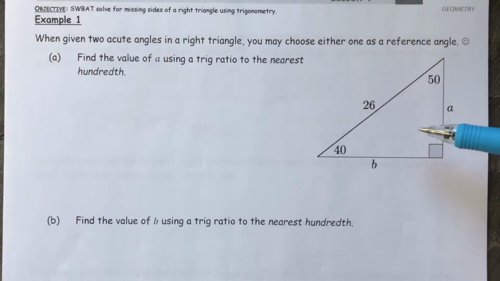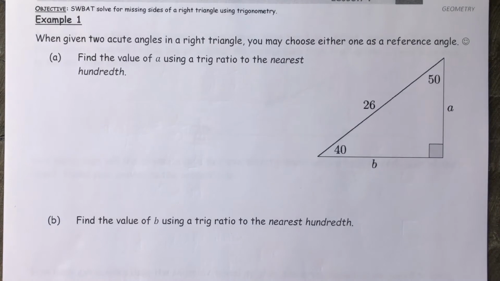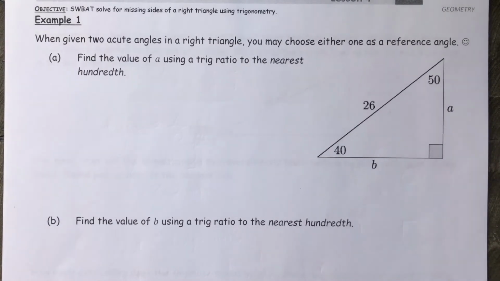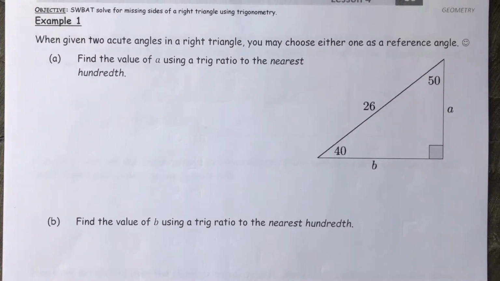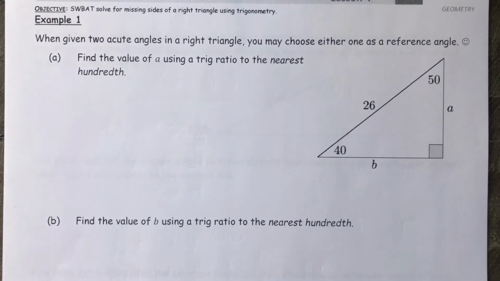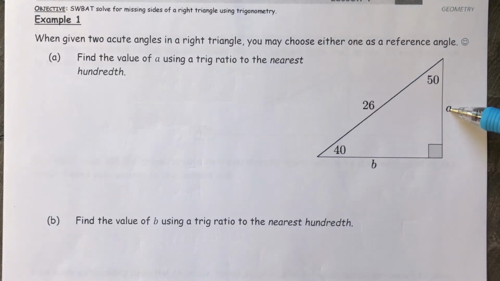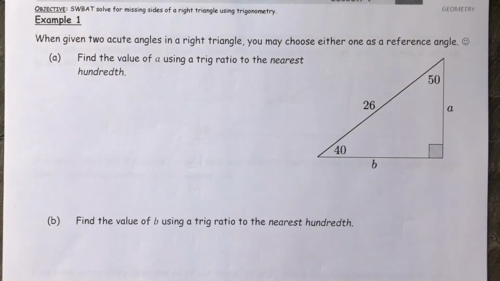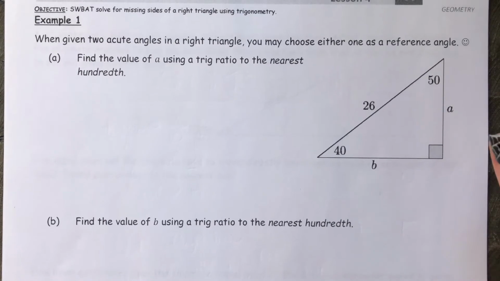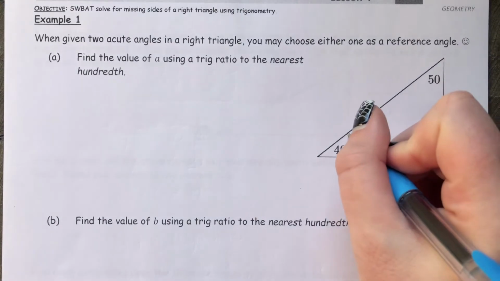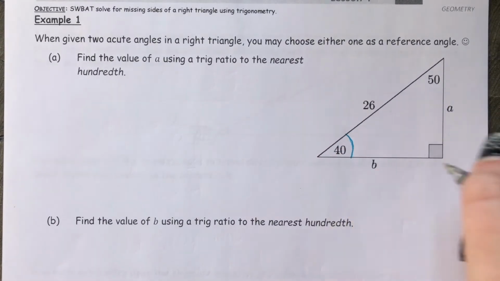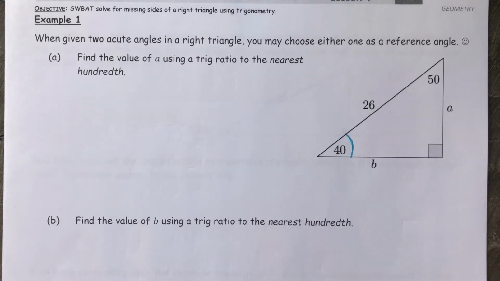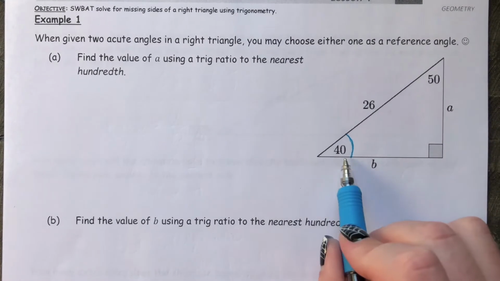Now you can see that they're giving you both reference angles. All right, so you can pick whichever one you want to use. I'm going to find the length of A using 40 and 50, just so you can see that it doesn't matter which reference angle you use, but you do only have to pick one. All right, so I'm going to start off with 40. I'm going to do 40 in blue, and then I'll do 50 in pink, a different color. So here we go.